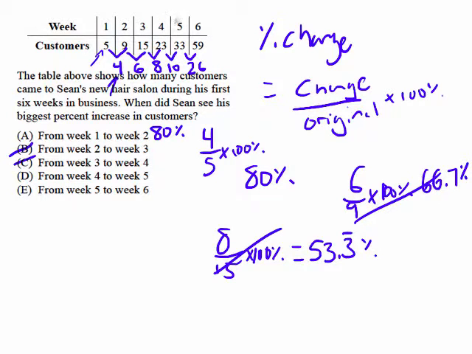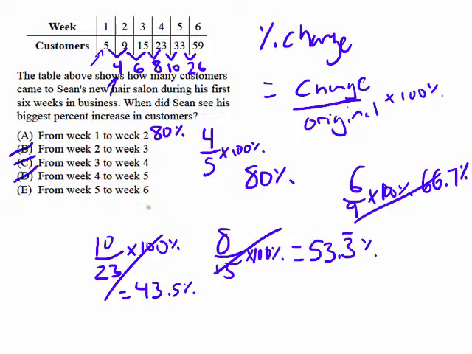From week 4 to week 5, we've got 10 as our change, and 23 as our starting value. So again, you can take really one look at that and recognize that's actually going to be less than 50%, right? 10 over 23, that's going to be roughly 43.5%. So that's not going to do it either. So D.